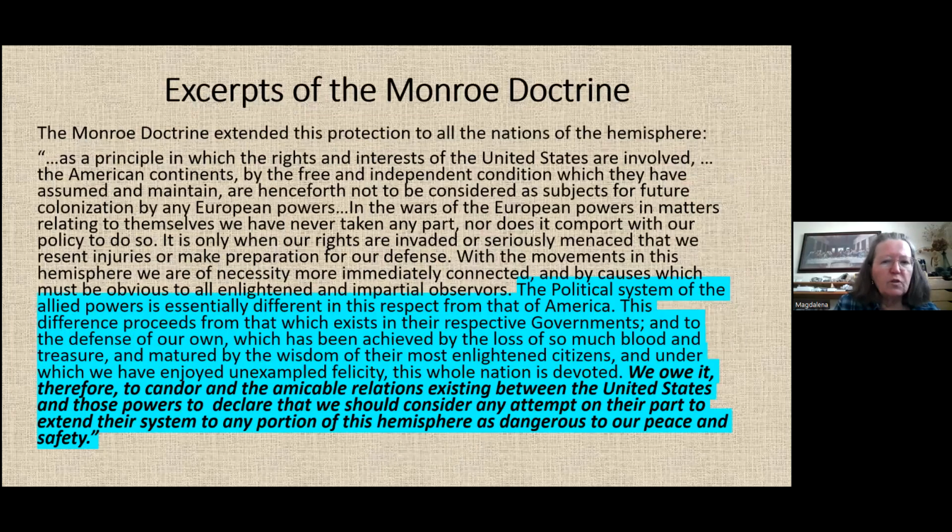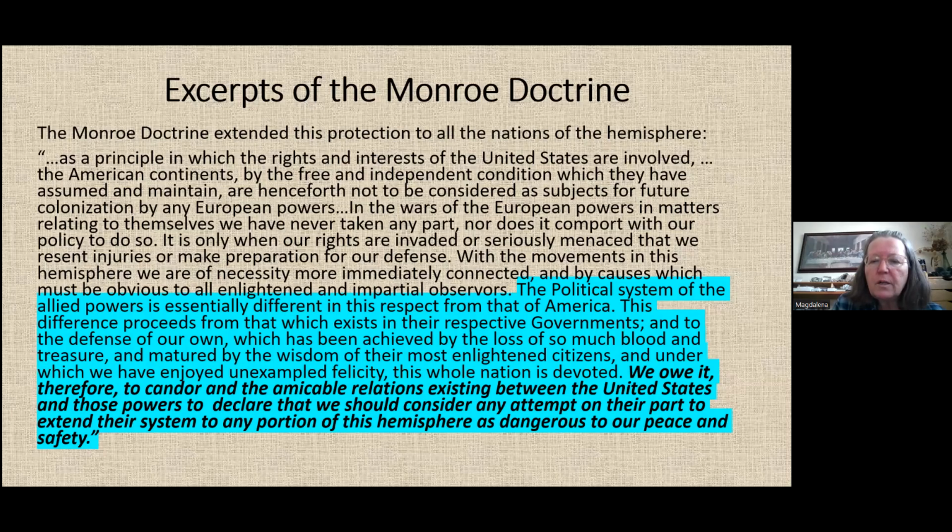So this is some of the Monroe Doctrine excerpts, and I'm just going to read the highlighted blue one. The political system of the Allied powers is essentially different in this respect from that of America. This difference proceeds from that which exists in their respective governments, and to the defense of our own, which has been achieved by the loss of so much blood and treasure, and matured by the wisdom of their most enlightened citizens, and under which we have enjoyed unexampled felicity.